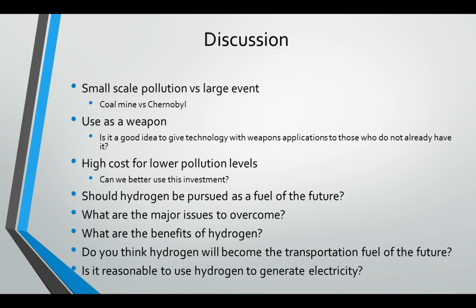So this is the discussion, just food for thought, some things to think about. We don't actually have to do this since we're not going to have class, but think about small-scale pollution versus a large event. Let's say you have pollution from a coal mine, but you have a disaster like Chernobyl. What are the trade-offs? Is there one? Use as a weapon: is it a good idea to give this cheap electricity to, let's say, a developing country that may not be stable? It may have a dictatorship.